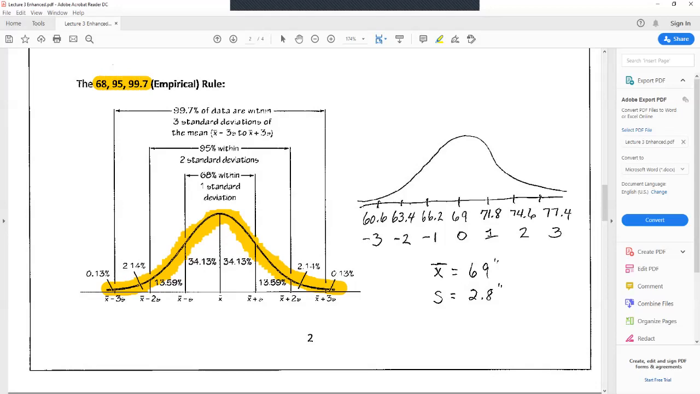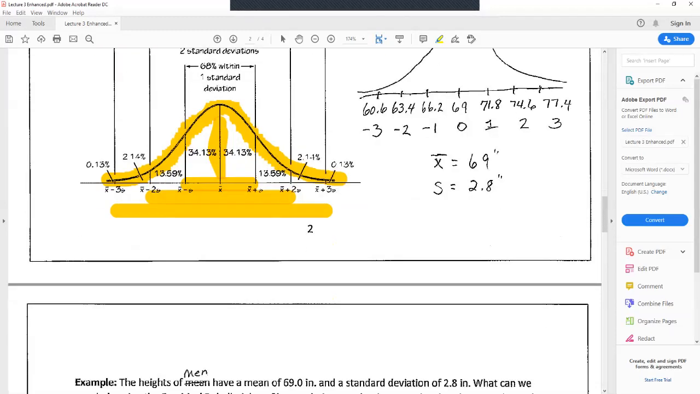68% of your data will lie within one standard deviation of the mean. 68% of your data, if it's normal, right, will fall within one standard deviation of the mean. And 95% of all of the data will be within 2 standard deviations from the mean. And then finally, 99.7% of your data will be within 3 standard deviations, which means pretty much all of the data points are going to be within 3 standard deviations from the mean. And remember, everything depends on the mean, right? How far away from the mean are we?